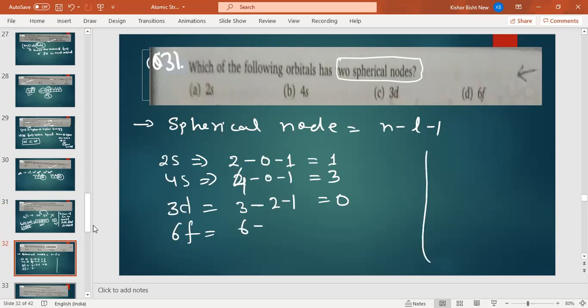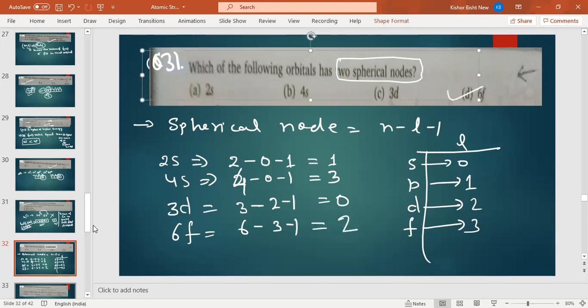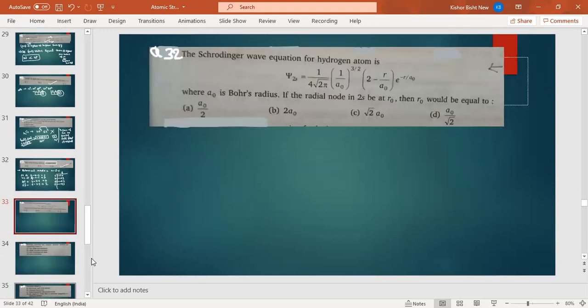You remember, again and again I'm writing the L values: S for 0, P for 1, D for 2 and F for 3. Remember. So again F is 3, minus 1. So how much will we get? You will get 2. So what is your answer? 6F. Come to next. The Schrödinger wave equation of a hydrogen atom is given, where A0 is the Bohr radius. If the radial node in 2s is at R0, then R0 would be equal to.